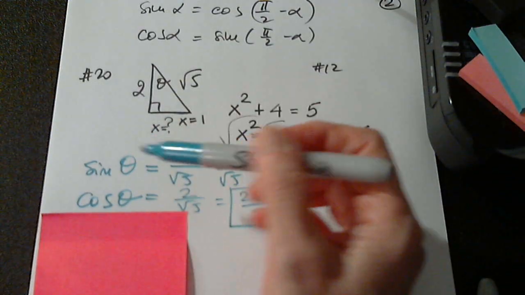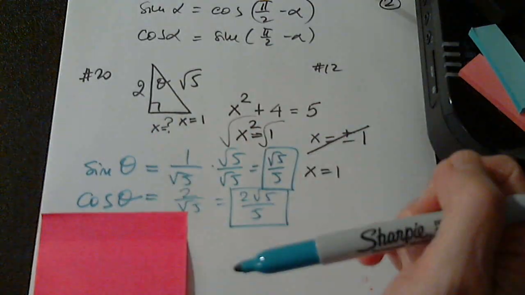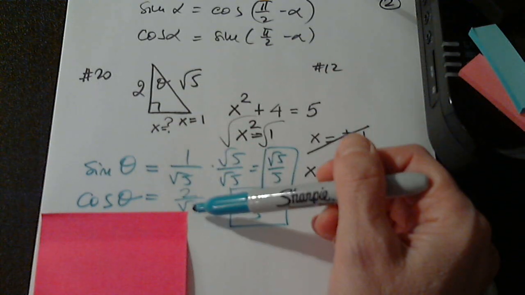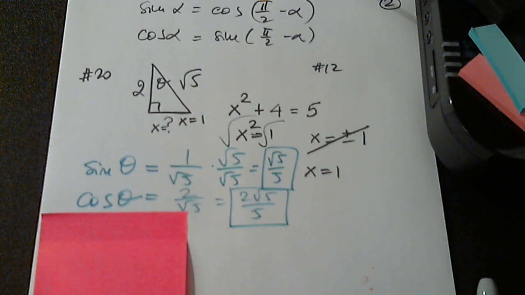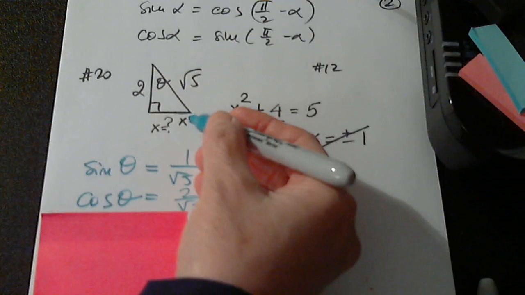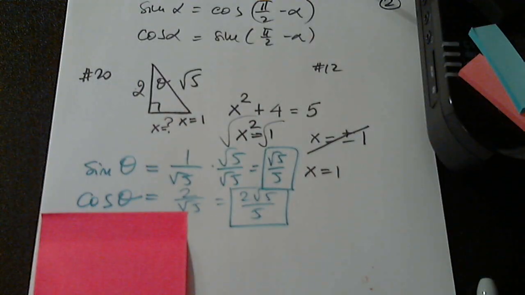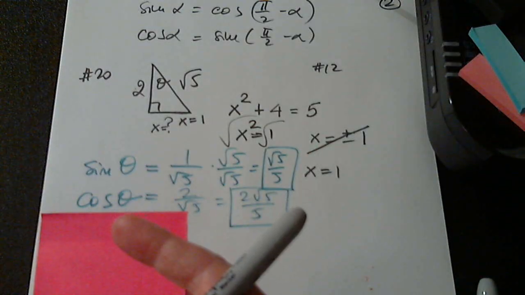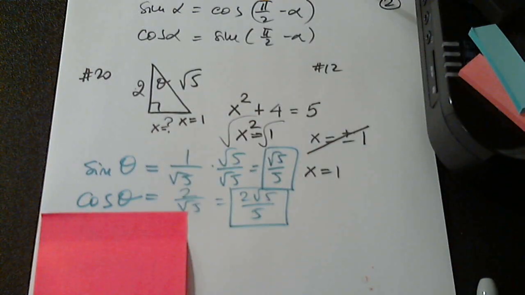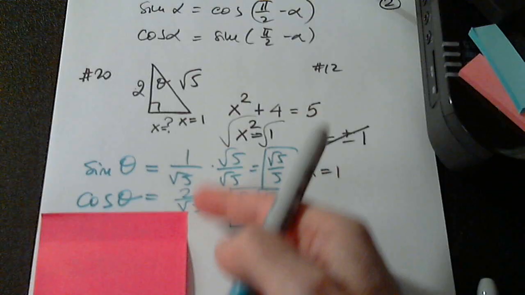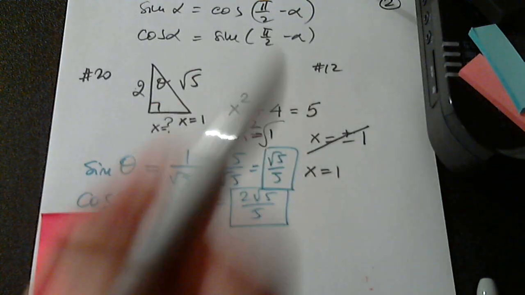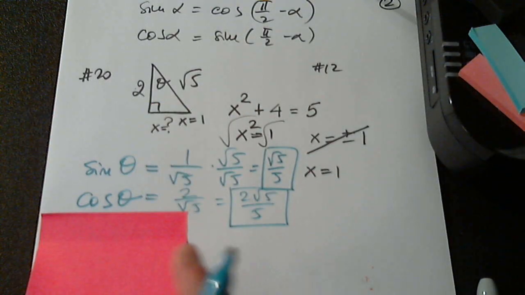Why? Because I know that tangent is sine over cosine. When I divide this by this, I get 1/2. The opposite over the adjacent. When I reverse to find cotangent, I will get 2, because I divide this by this, and I get 2. And so on and so forth.